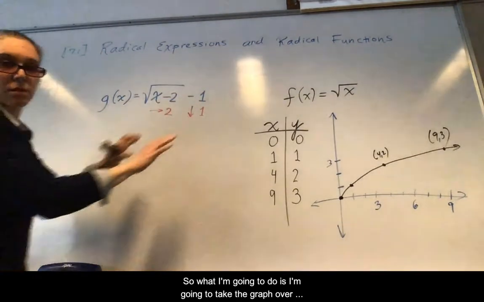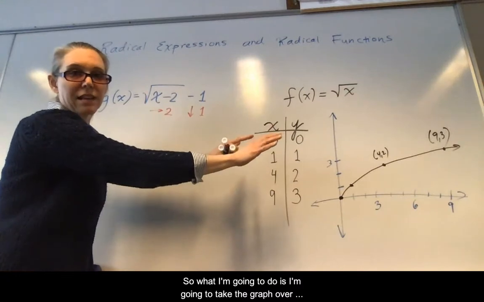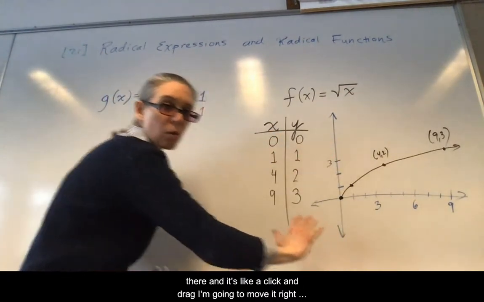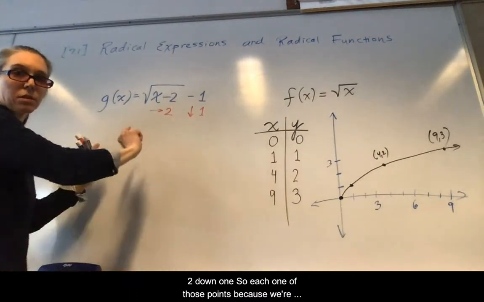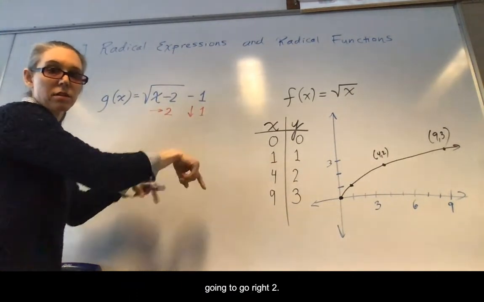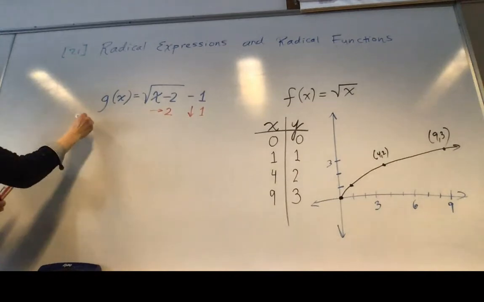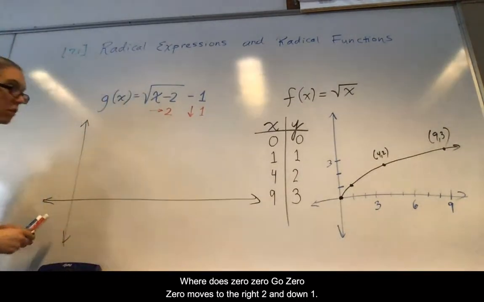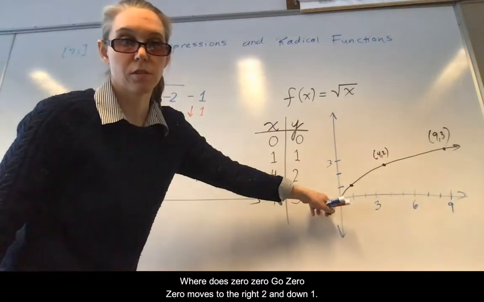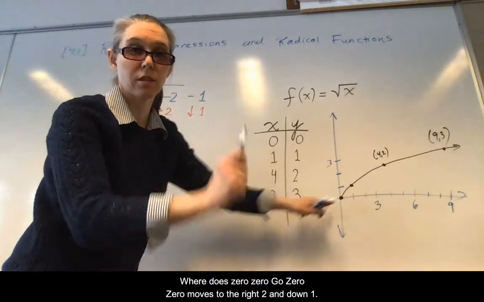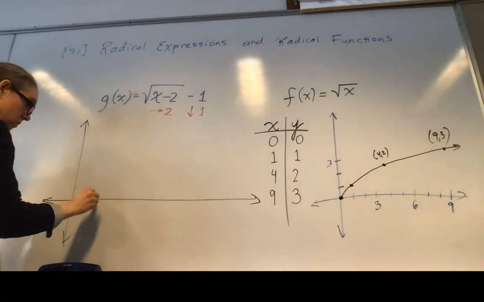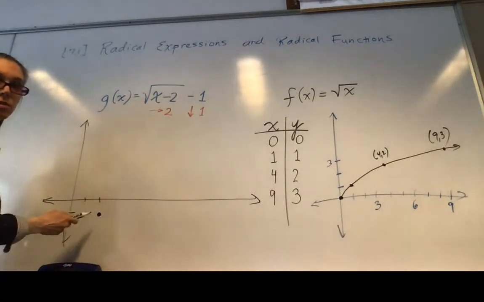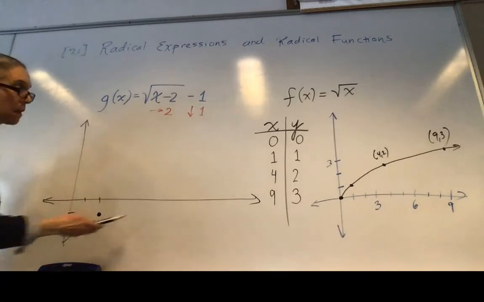So what I'm going to do is I'm going to take the graph over there, and it's like a click and drag. I'm going to move it right 2, down 1. So each one of those points is simply going to go right 2, down 1. So where does 0, 0 go? 0, 0 moves to the right 2 and down 1. And that puts you at 2, -1.